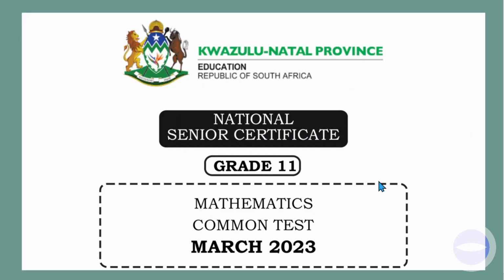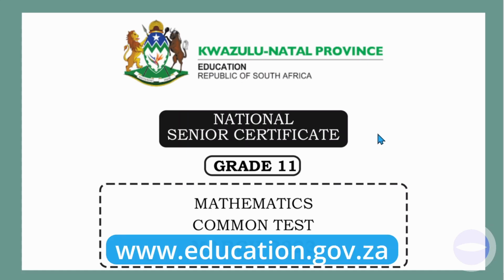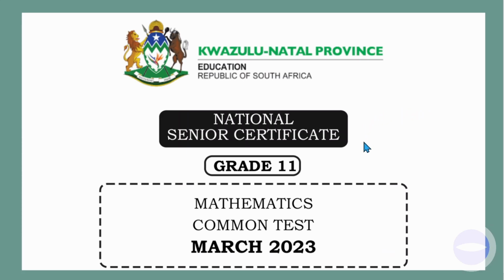In today's lesson, I'll be solving a question paper from KwaZulu-Natal province. The paper that you see on your screen is a Grade 11 mathematics common test that was written in March 2023. In this paper, I will be focusing on exponents and surds. This paper can be downloaded from the Department of Basic Education website, so if you need it, you can find it there. Without wasting more time, let's get to it.